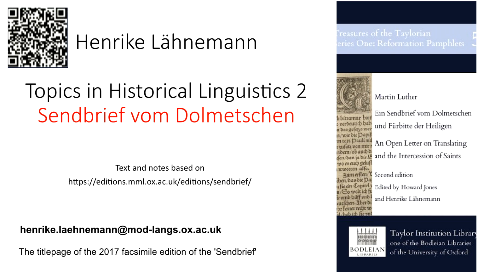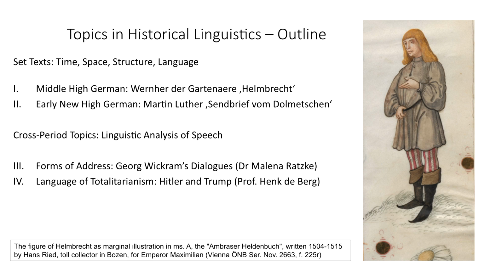So, welcome to the second session of our paper 4 lectures. I decided this year to start us off with looking at the two set texts for paper 4 in sequence, to put next to each other a localization in terms of time, space, structure, and language of these two texts. On the one hand, to show distinct features of Middle High German versus Early New High German.